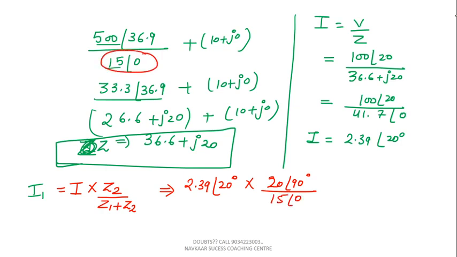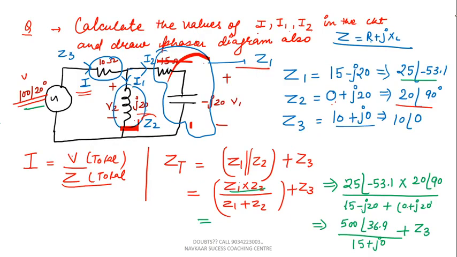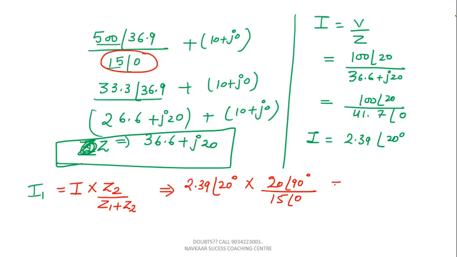You can calculate Z1 plus Z2 again also, since it is in rectangular form, then convert it into polar form. Solving, the angle would be 90 degree and 20 divided by 15 is 1.33. So you will get 3.17 angle 110 degree. If you convert it into rectangular form, it would be 1.08 plus J2.9.